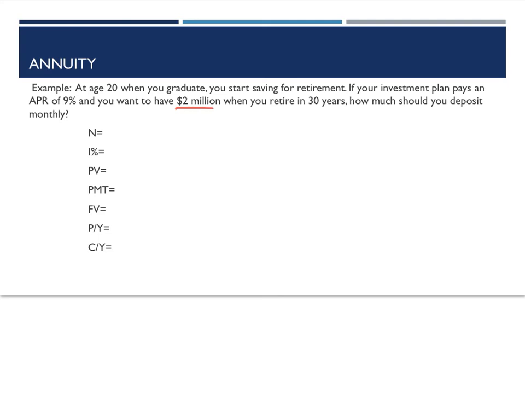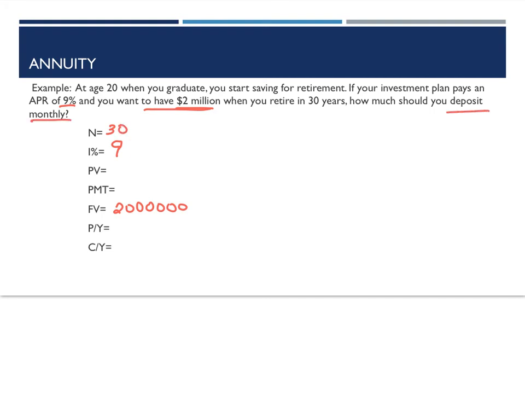Except I want to have $2 million at the end. And I want to receive $2 million at the end. Make sure you count your zeros correctly, because when you type them in the calculator, you can't put commas. So we got an APR of 9%. We want to retire in 30 years. And we want to deposit monthly.